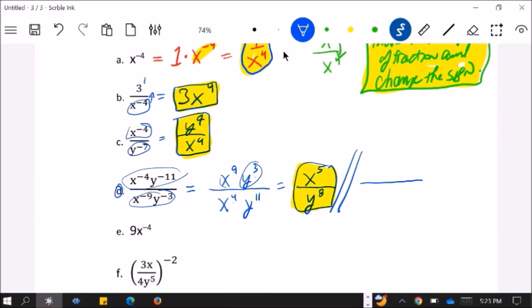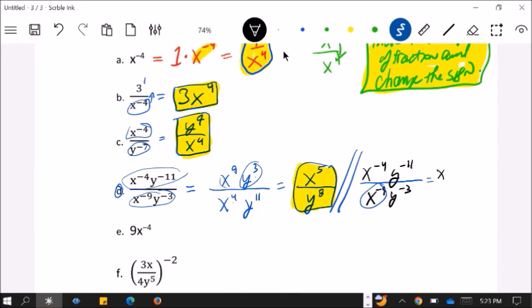Okay, now I'm going to go back to where I have x to the negative 4, y to the negative 11, and underneath it, x to the negative 9, and y to the negative 3. Looking at this, I can decide to only move some of them because it will make it a little easier. I'm going to take the larger ones and move them to the smaller ones. So I'm going to bring that one up.